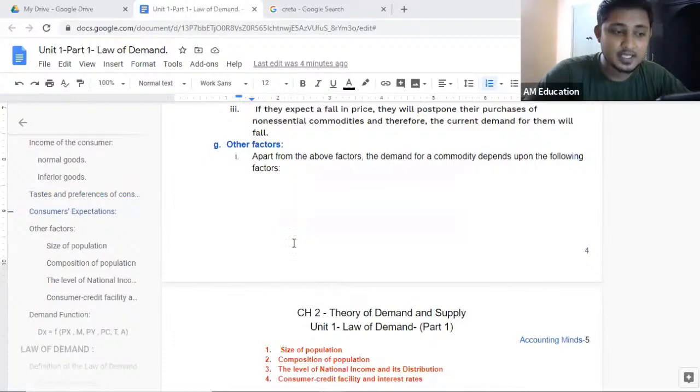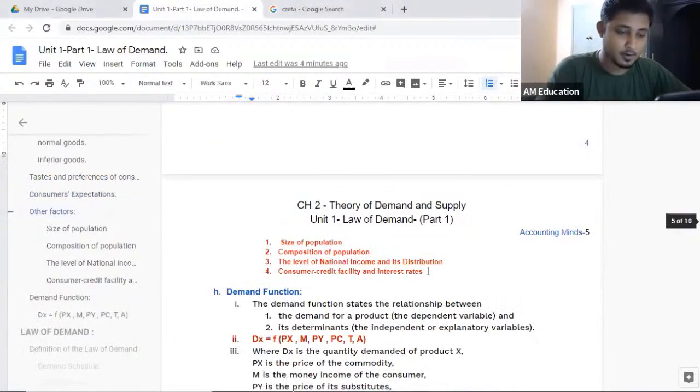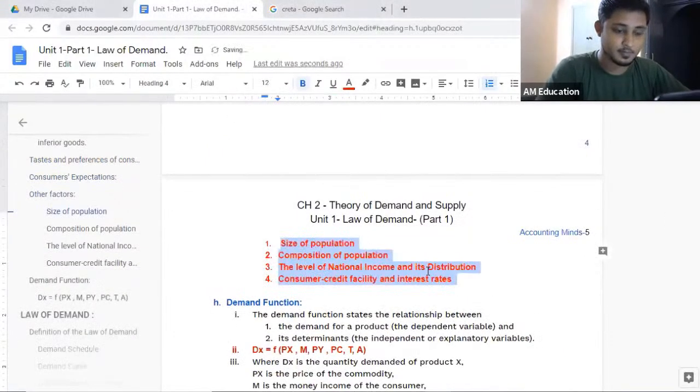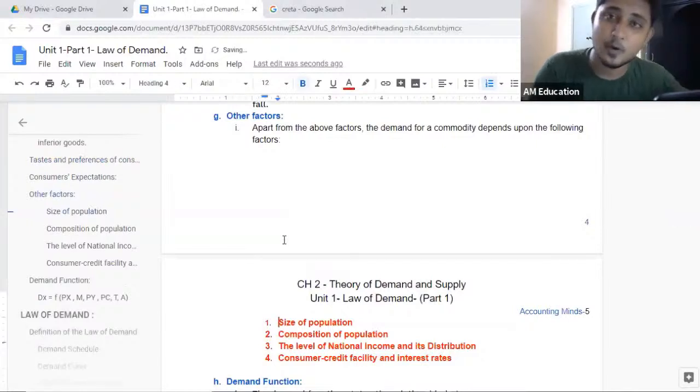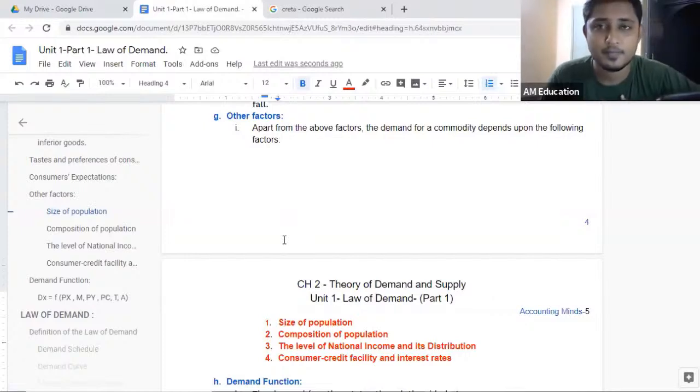And these are size of the population. How is size of the population going to determine the demand for a product? Simple enough. Give me a number, what is the population of our country? 1.3, 1.4 billion people. That is 140 crore people. Right.